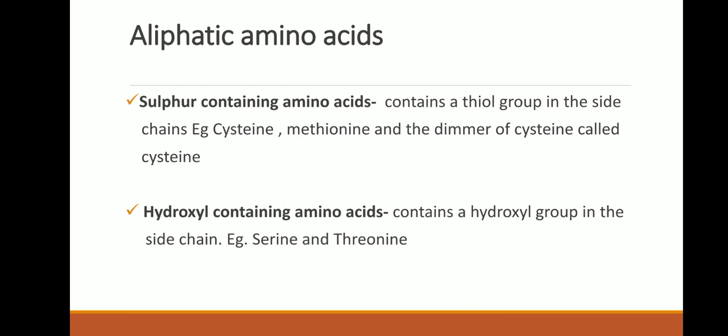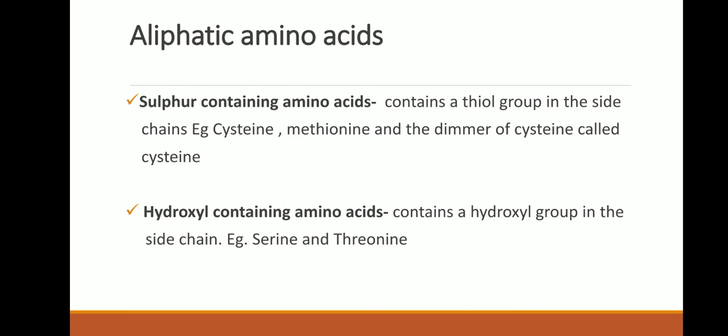What do you mean by aliphatic amino acids? What was aliphatic amino acids? The R group is a straight chain. In aromatic amino acid, the R group or side chain is a ring structure. A straight chain was aliphatic amino acids. In aromatic amino acids, the R group is a ring structure.